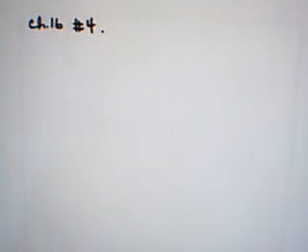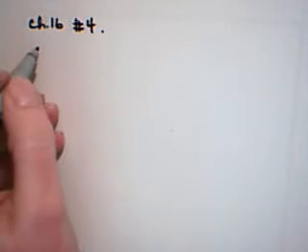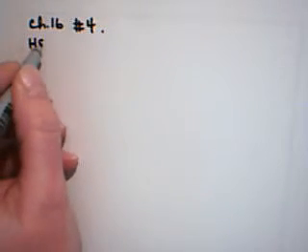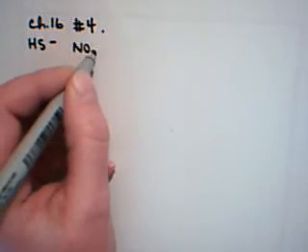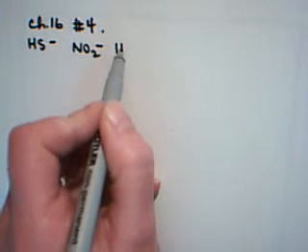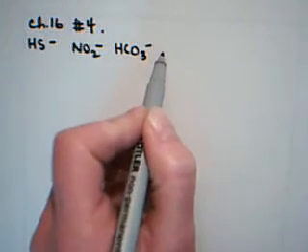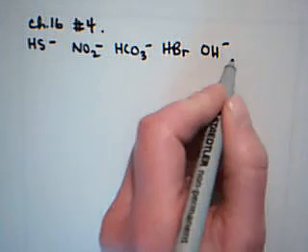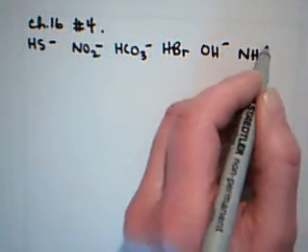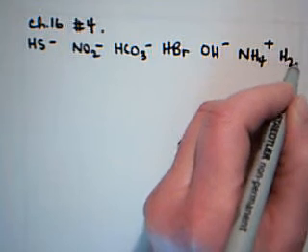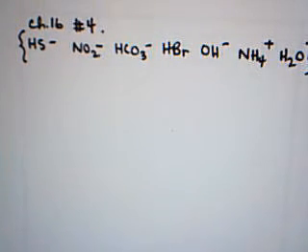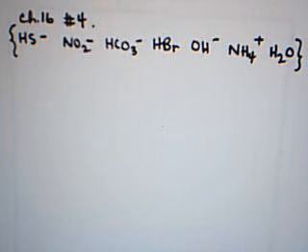All right, the second question on these practice questions that were done in the lab period is Chapter 16, number 4. And they give you a list of species, including HS minus, NO2 minus, HCO3 minus, HBr, OH minus. The order of these might be a little different than what's on your handout, but all the species are here. And then finally water. So they give you all of these species.